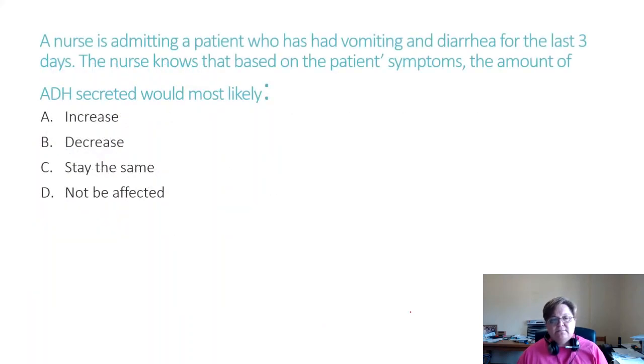So let's take a look at a couple of questions and answers to those questions. If a nurse is admitting a patient who's been vomiting and had diarrhea for the last 3 days, the nurse knows that based on the patient's symptoms, the amount of ADH secreted would most likely... So if they're losing lots of fluid through vomiting and diarrhea, what happens to the ADH when we're losing fluids? Does it increase, decrease, or stay the same, or not be affected?